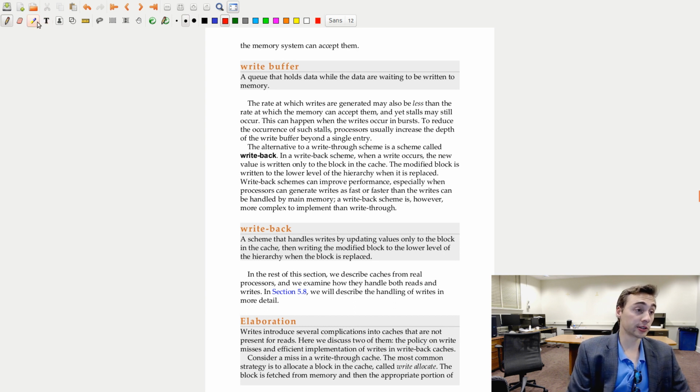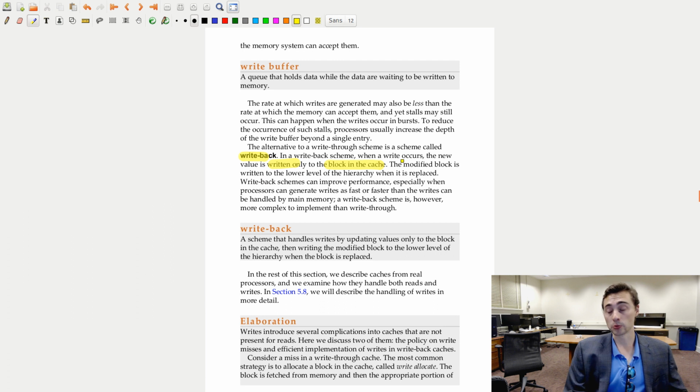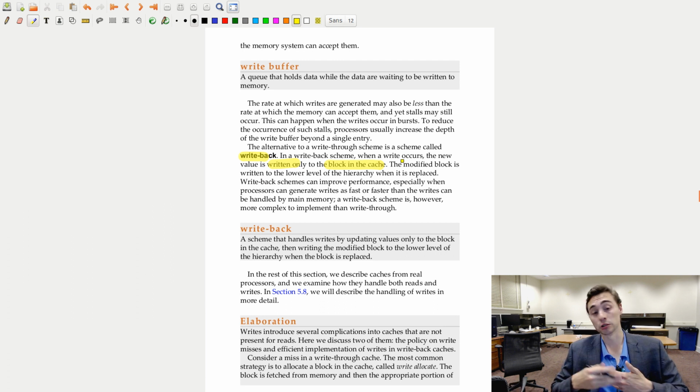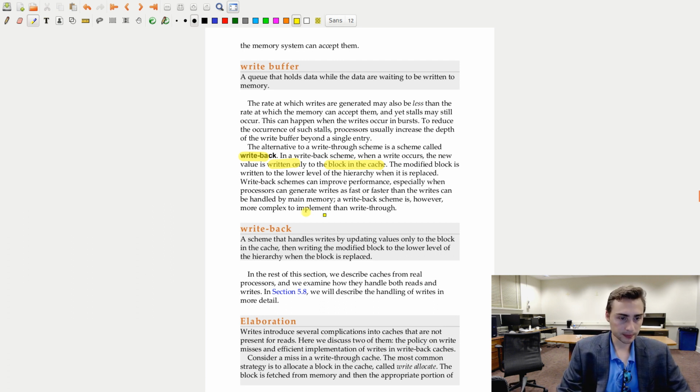So the alternative to this write-through scheme, which seems a little funky, is to use something called a write-back scheme. In a write-back scheme, when a write occurs, the new value is written only to the block in the cache. So we're not writing it directly to memory every time, we're just writing it to the cache. The modified block is written to the lower levels of the hierarchy only when it is replaced.